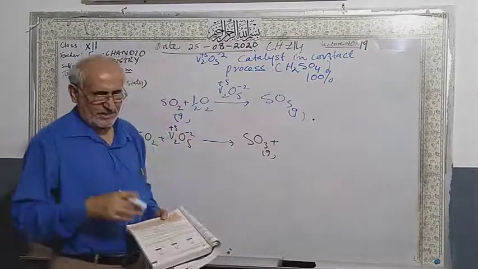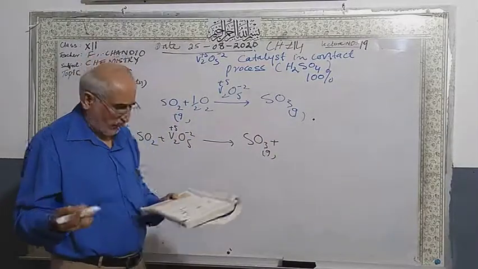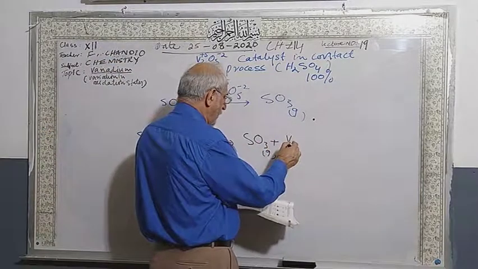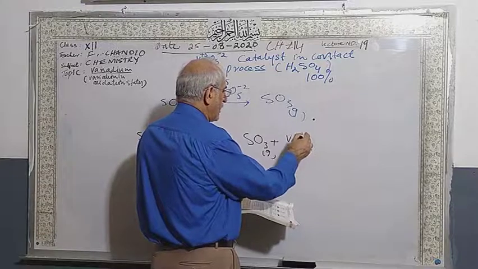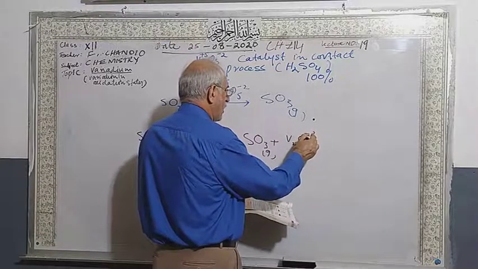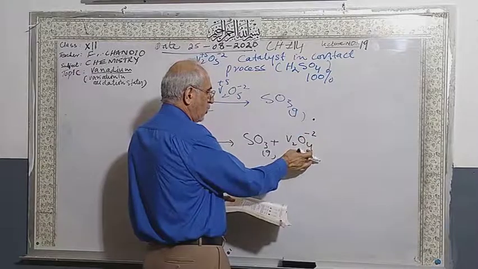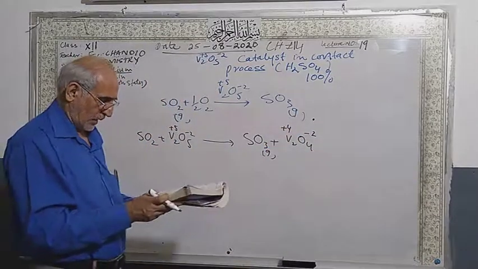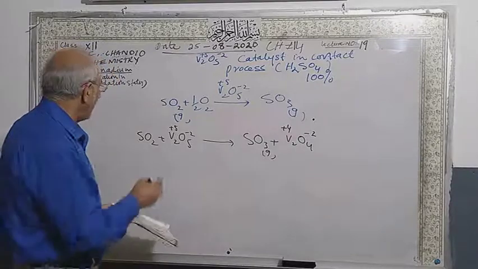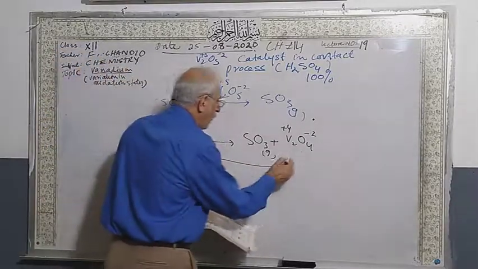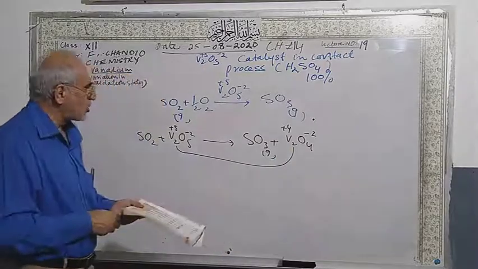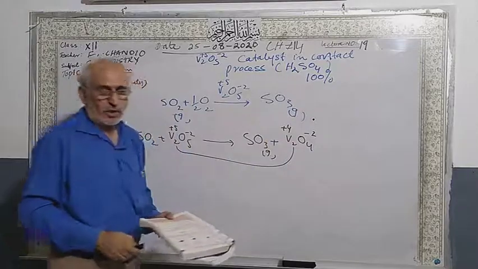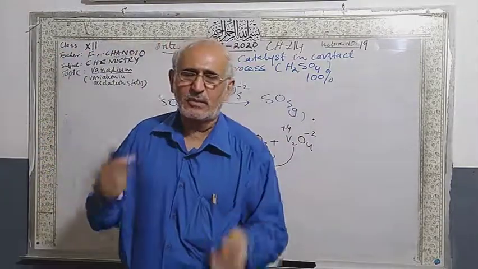Now this is not a permanent change. Temporarily the vanadium pentoxide changes into vanadium tetroxide. Oxygen is negative 2, negative 2 multiplied by 4 is negative 8, so the vanadium should be positive 4. So here the oxidation number of vanadium is going to be changed, reduced. Positive 5 changes into positive 4 for the time being.